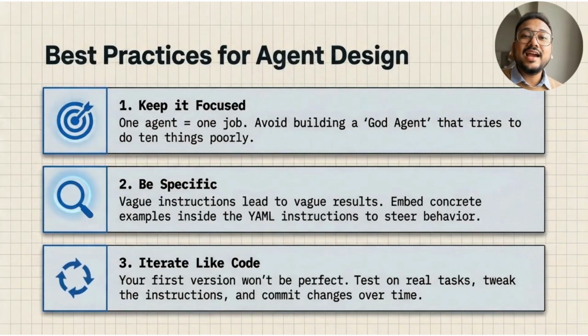3. Iterate and refine. Your first version probably won't be perfect. Test your agent on real tasks, see how it behaves, and then go back and tweak the instructions. Treat your agent files like code, something you should iterate on and improve over time.